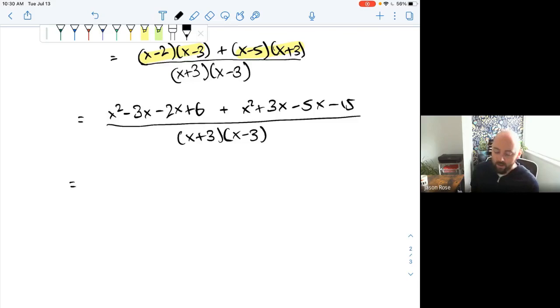Okay, so adding up those like terms, we have an x squared and an x squared is a 2x squared. I see a negative 3x and a positive 3x. Those two will cancel each other. Minus 2x minus 5x is minus 7x. And plus 6 minus 15 is minus 9.